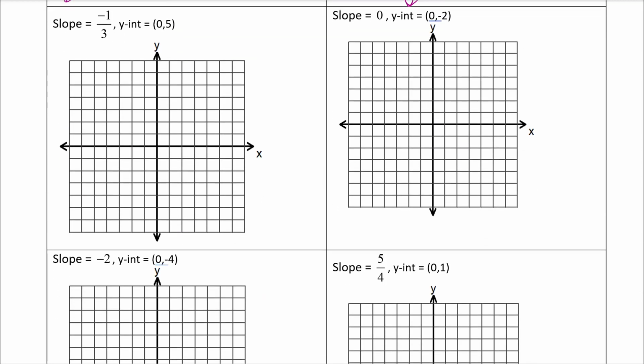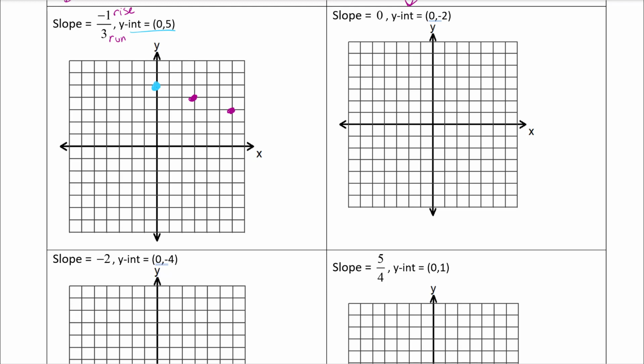For the next problem, my y-intercept starts at 0, 1, 2, 3, 4, 5 right here. Now my slope is negative 1/3. So I'm going to rise a negative. That means go down 1 and run a positive 3. So that's down 1, right 3, down 1, right 3. Do it as many times as you can.